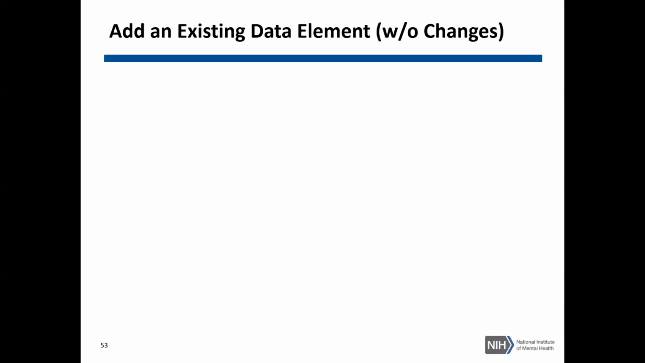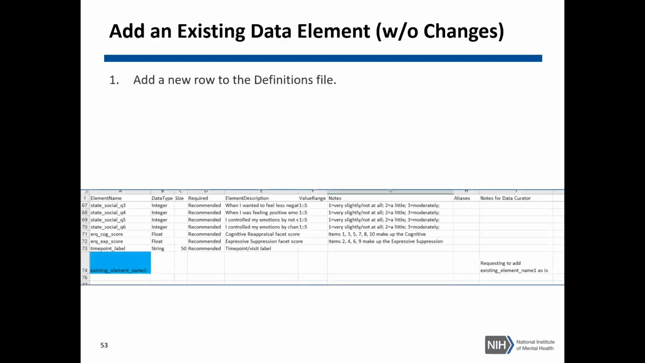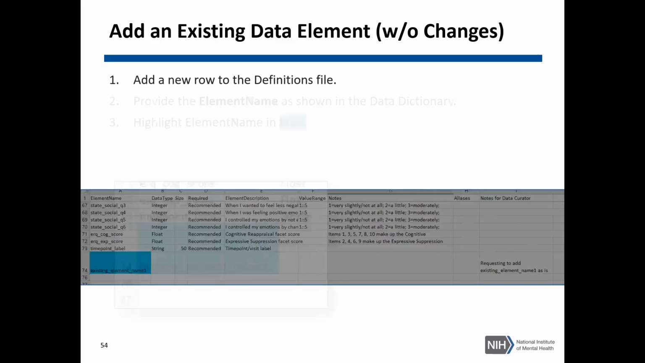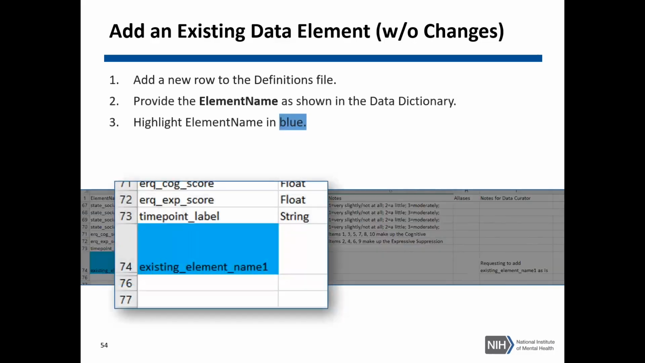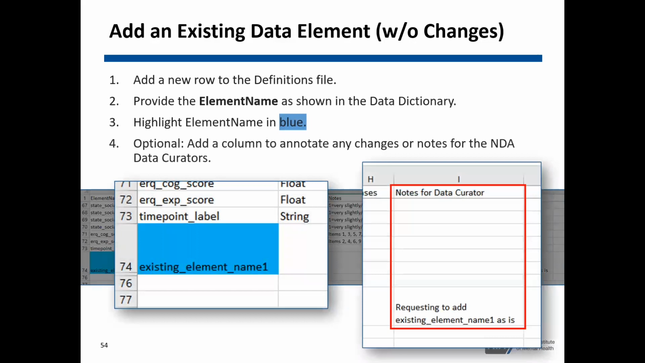Next, we'll go over how to add an element that exists in the data dictionary in another data structure, but not the one you're using. So start by adding a new row to the bottom of the definition file. And in this new row, provide the element name exactly as it appears in the data dictionary and highlight the element name in blue. And that's about it. But again, feel free to add a new column with notes for the data curators.